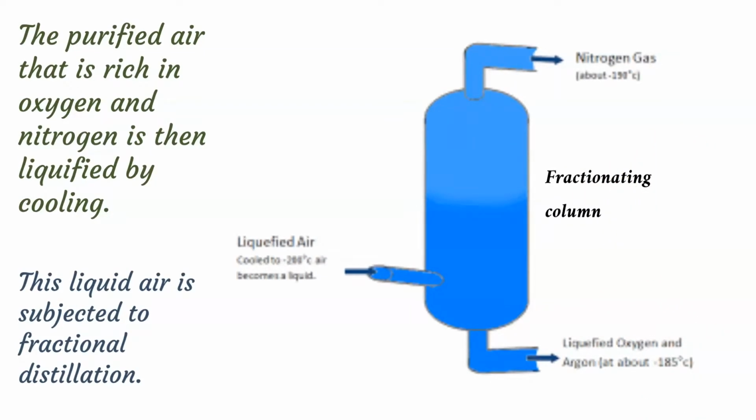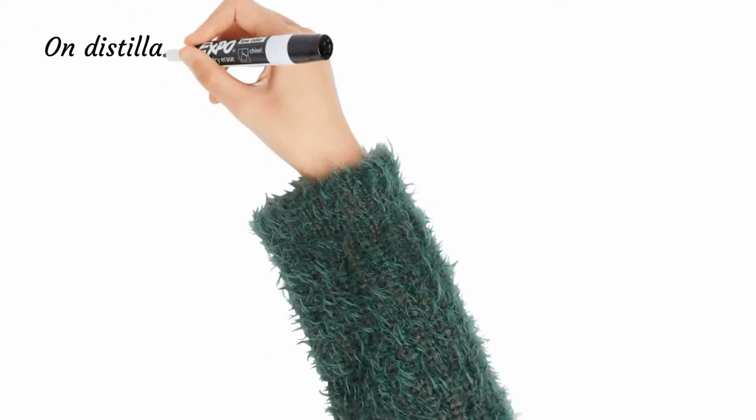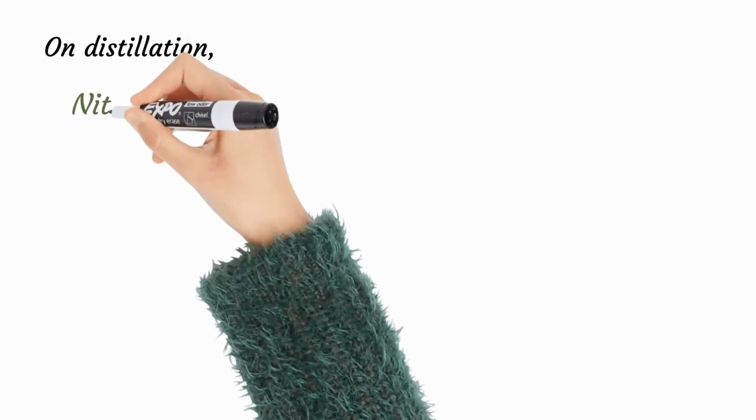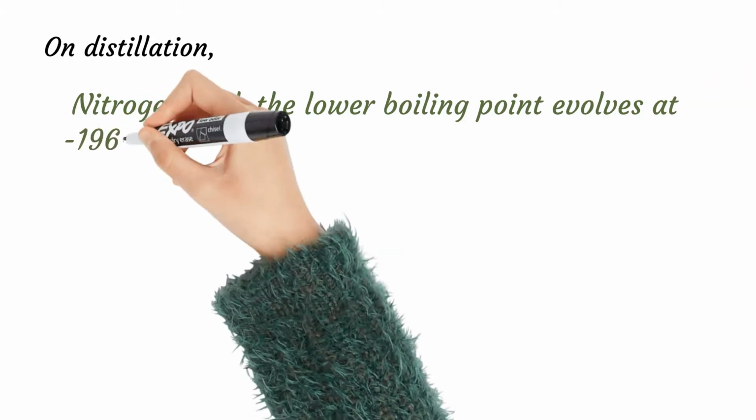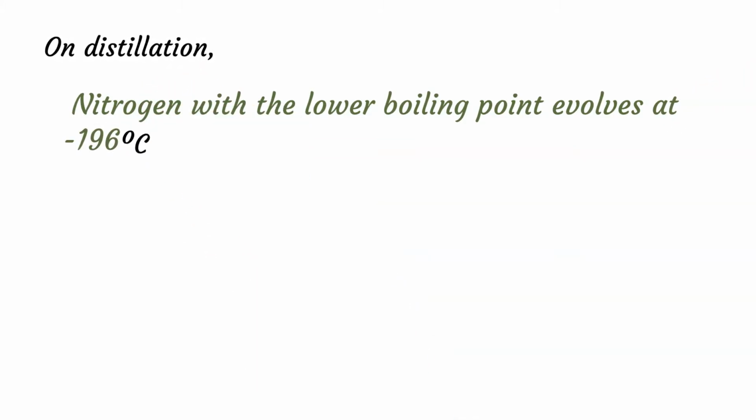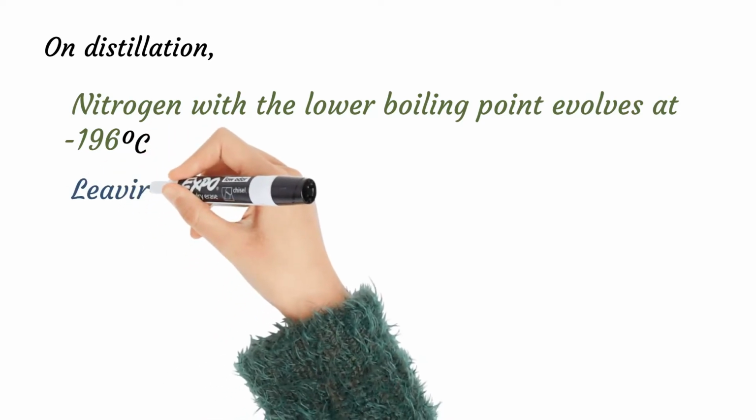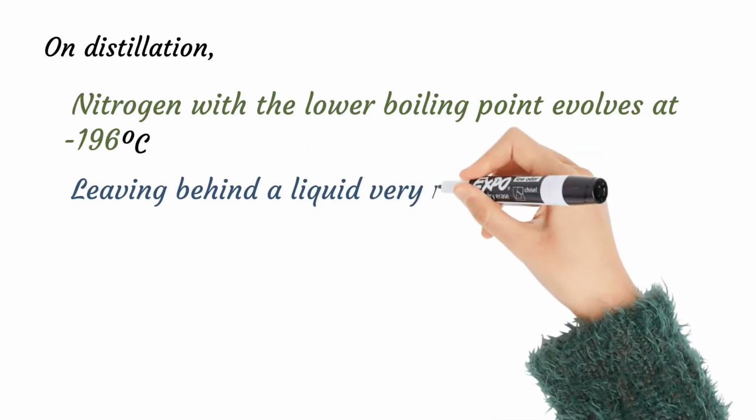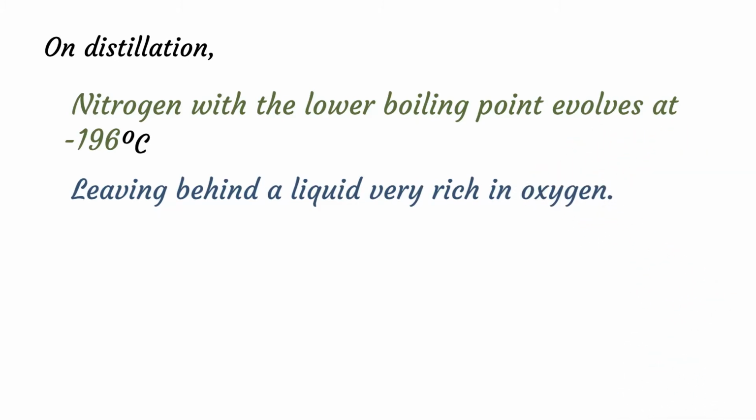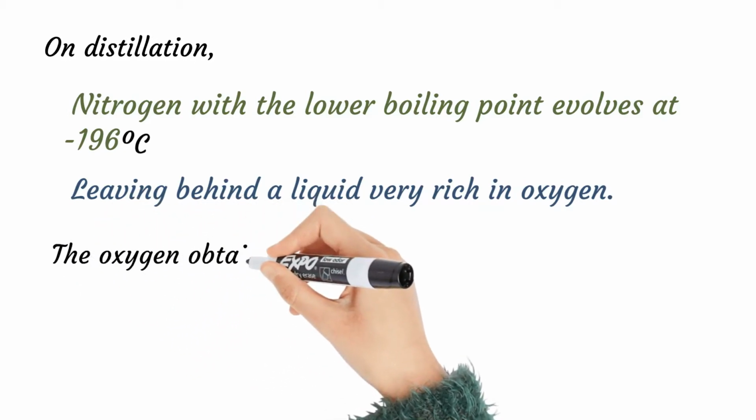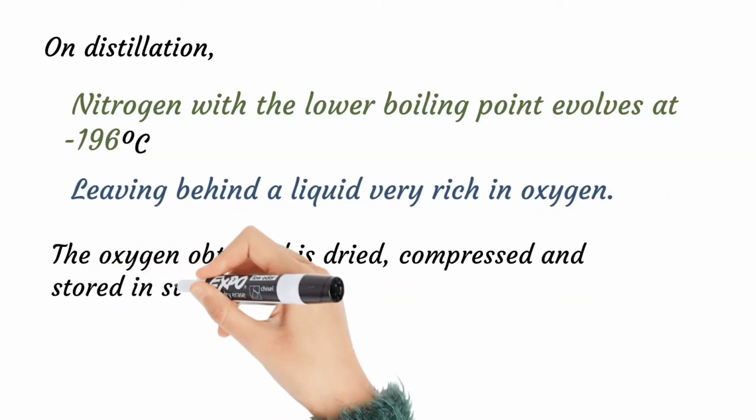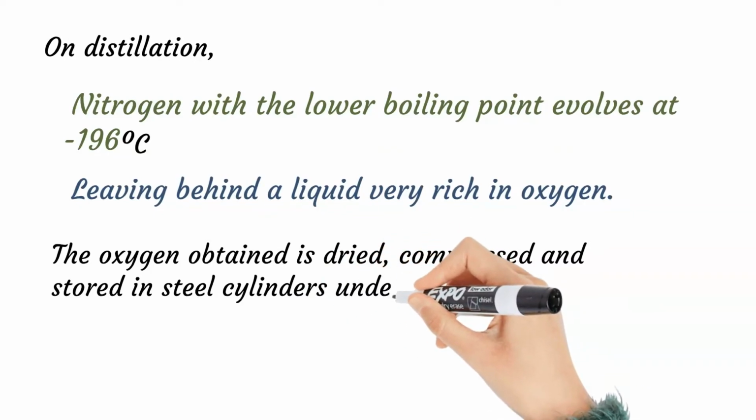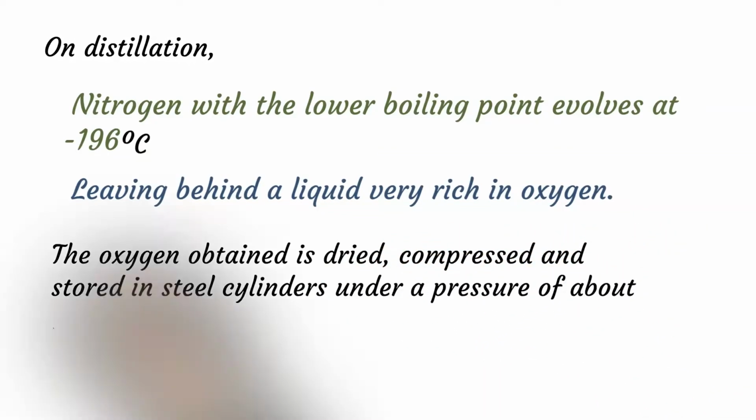Okay, the nitrogen gas on distillation, which has the lower boiling point, evolves at minus 196 degrees Celsius, leaving behind a liquid very rich in oxygen. Of course, that's the oxygen that we need. So what do we do with the oxygen? The oxygen obtained is dried, compressed, and stored in steel cylinders under a pressure of about 100 atmospheres.